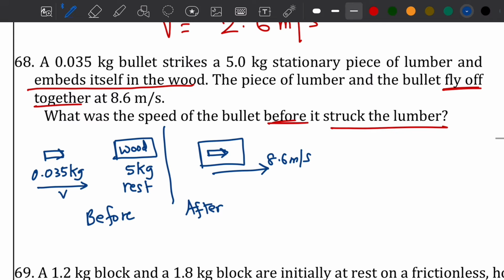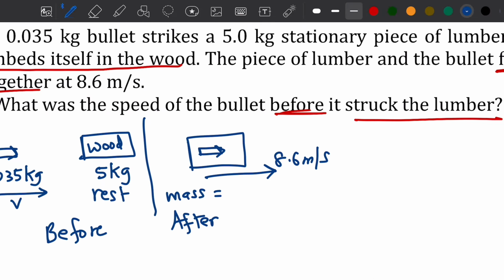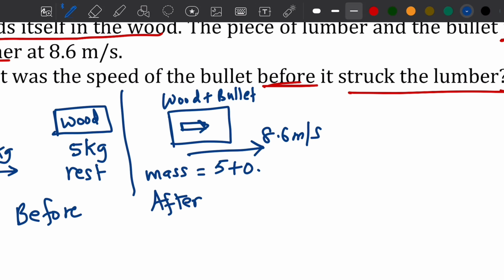Because it's stuck, the mass will be wood plus bullet. So I have to add the masses: 5 plus 0.035, so that will be 5.035 kg.